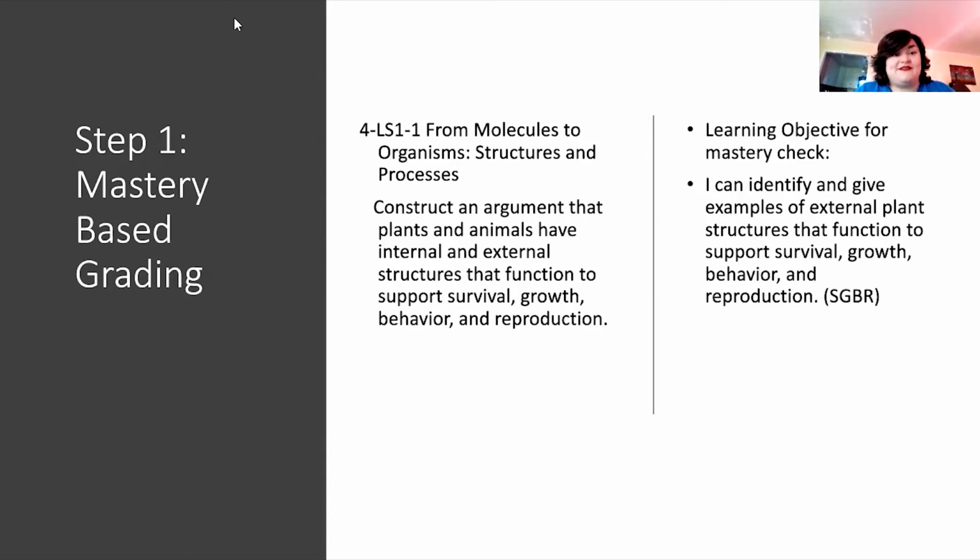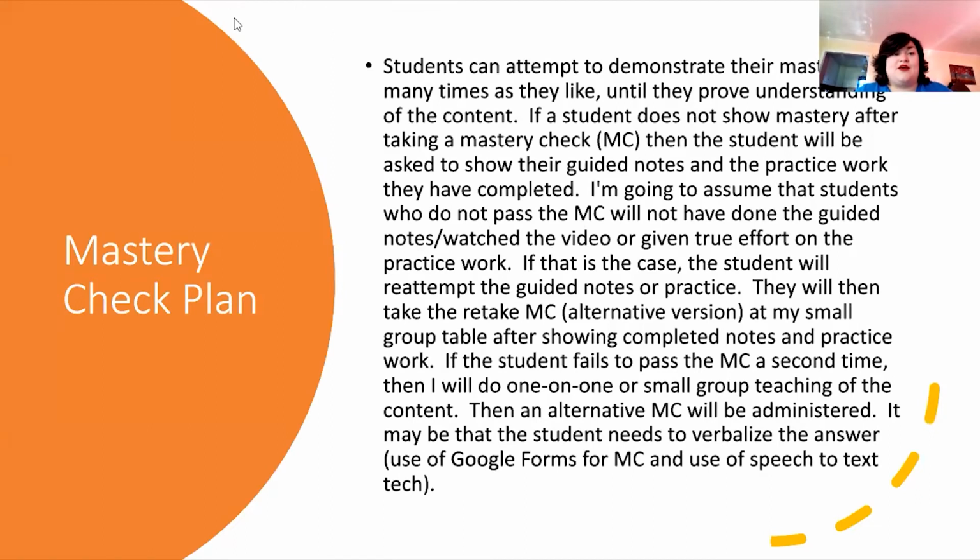So I'll give you a sample of my first learning check. Objective was to identify and give examples of external plant structures that function to support survival, growth, and behavior. And so what I ended up doing in each lesson was one overarching lesson of all the structures of a plant and their functions, and then I did an individual video for each structure and their function and went more in depth with it. So my mastery check plan, which was something that I had to do with the Modern Classroom Project.